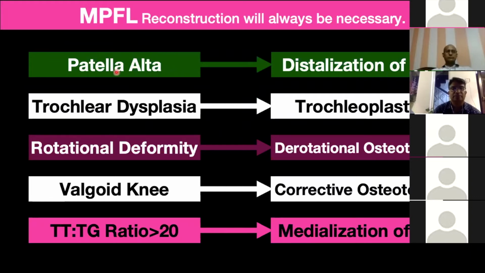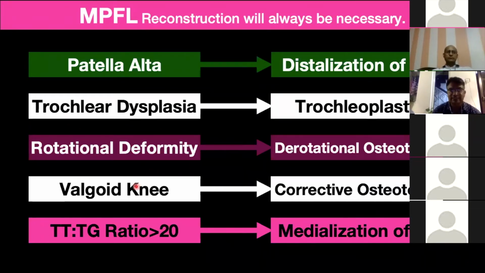Except for the MPFL, you then identify what structure has been damaged, or what anatomy has been abnormal. If there is a patella alta, then you supplement MPFL with the distalization of the tibial tubercle. If there is a trochlear dysplasia of grade C and D, then you have to supplement with trochleoplasty. Only MPFL reconstruction is not going to help you out. If there is a rotational deformity either in the tibia or in the femur, then a derotational osteotomy has to be performed. Otherwise, the patella tracks in a different direction and the groove is in a different direction, so it is not going to help in any case.